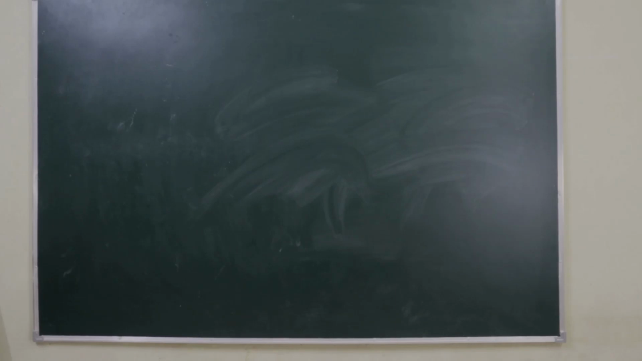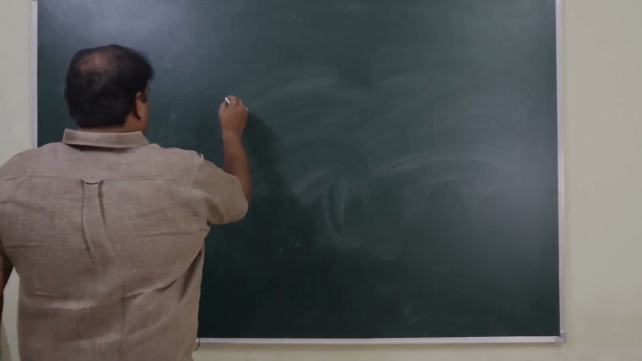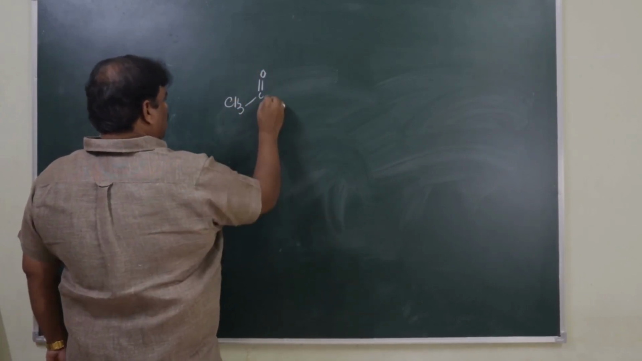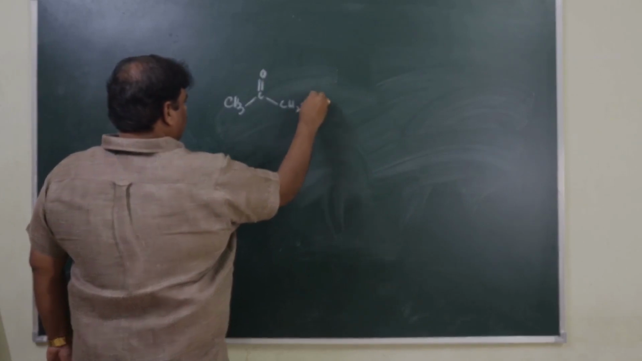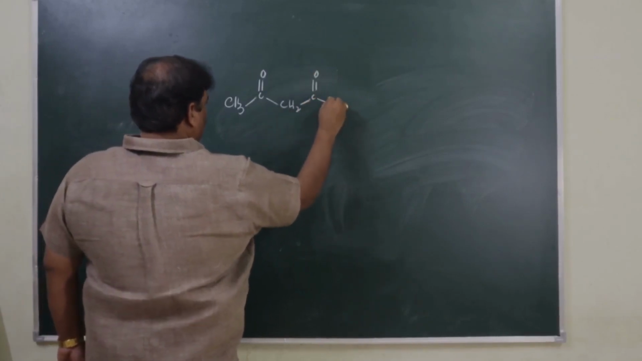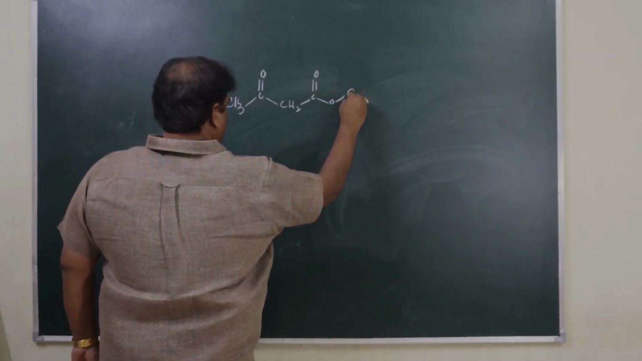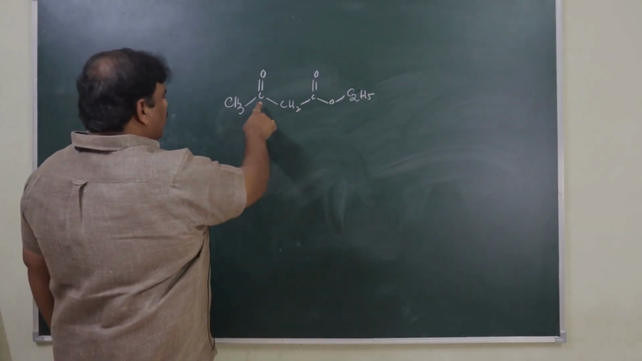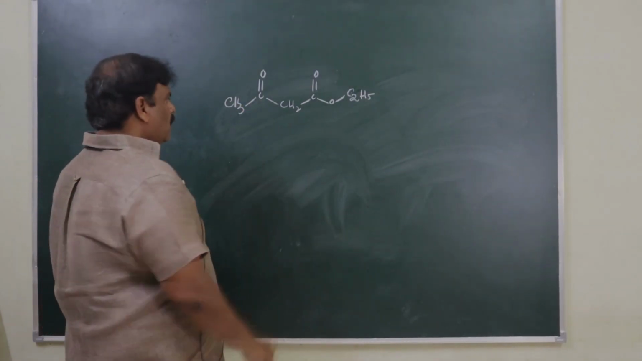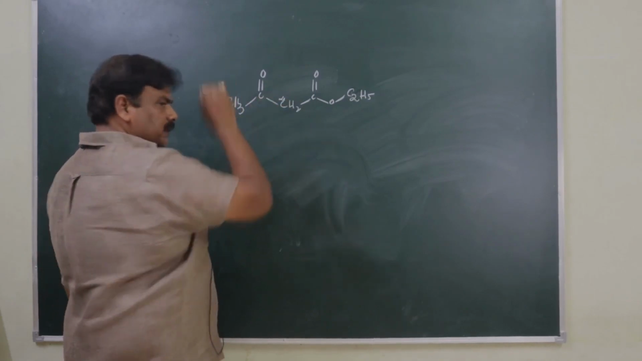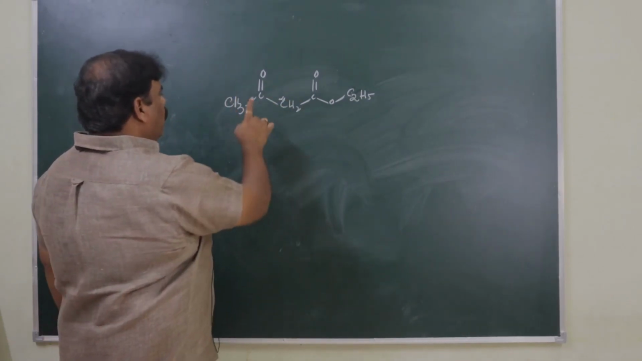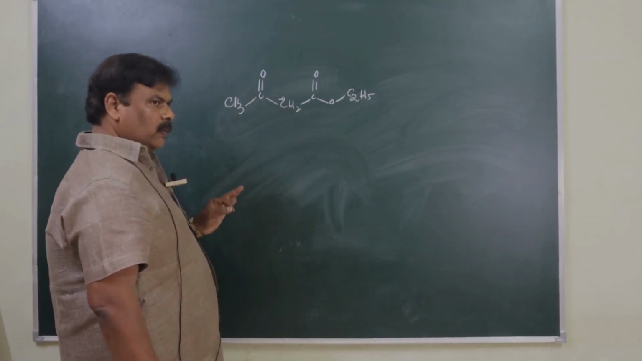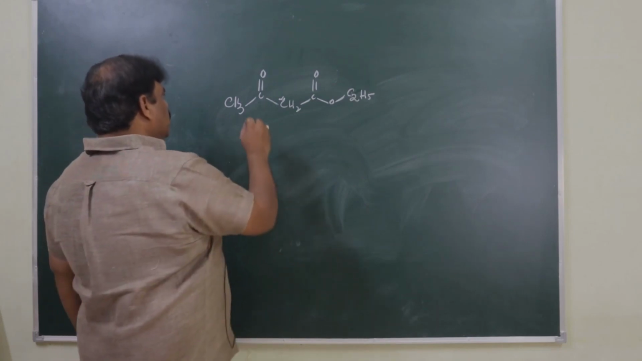For example, this is acetoacetic ester, CH3-C(=O)-CH2-C(=O)-OC2H5. It has a polar group and an alpha hydrogen. As it has a polar group as well as an alpha hydrogen, it has tautomers.